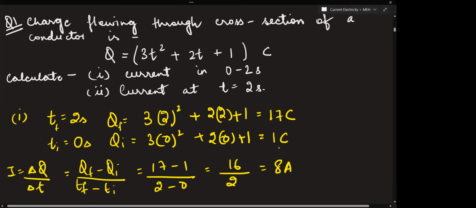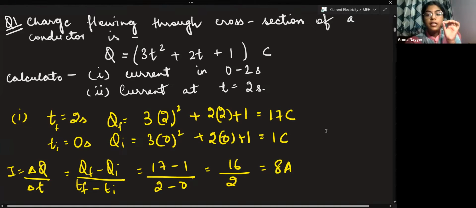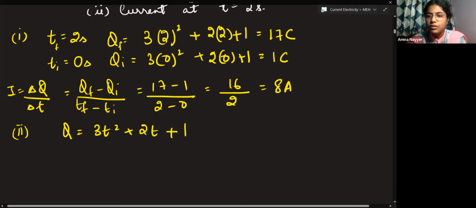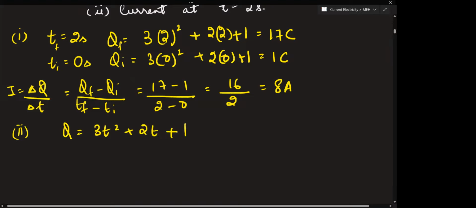Yes, ma'am. All right. Now the second part says exactly at t is equal to 2 seconds. So this is the time instant. For the second part, the equation is given as 3t square plus 2t plus 1. How are you with differentiation and integration, the calculus questions? Is it clear to you? Yes, it's clear to me.